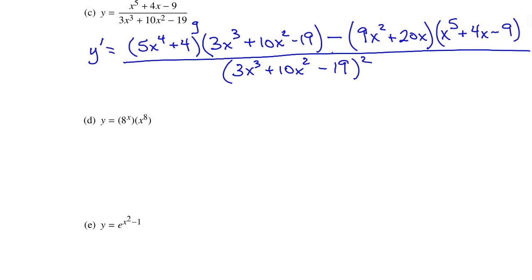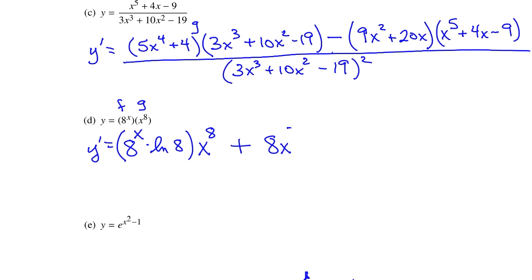Question D is a product rule. So we're going to have an f and a g. So y prime is the derivative of f. That is 8 to the x power. And the derivative of 8 to the x power is 8 to the x power times the natural log of 8. All of that right there is simply the derivative of f. Then times the g unchanged, so x to the 8th, plus the derivative of x to the 8th, so it's 8 times 7 to the x, times the first one unchanged, so 8 to the x power.